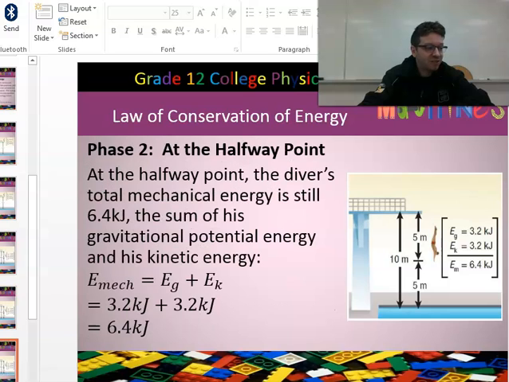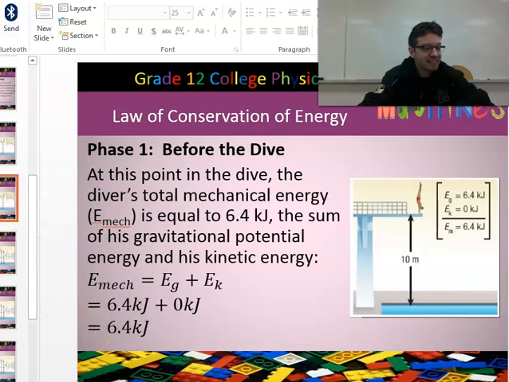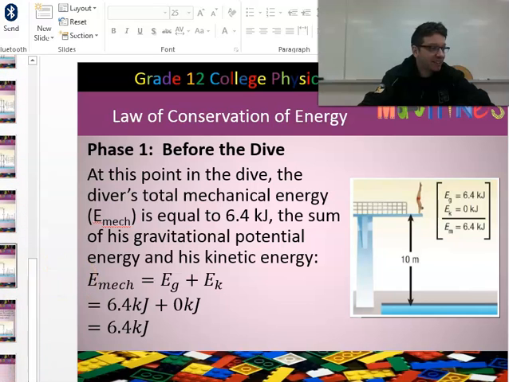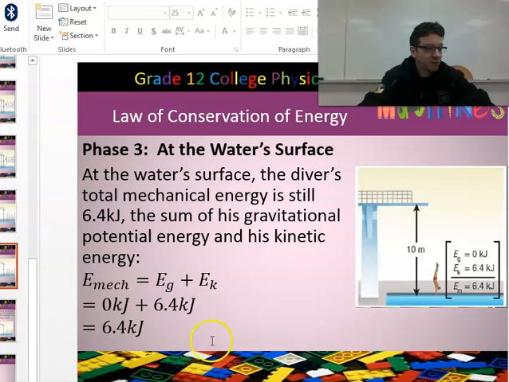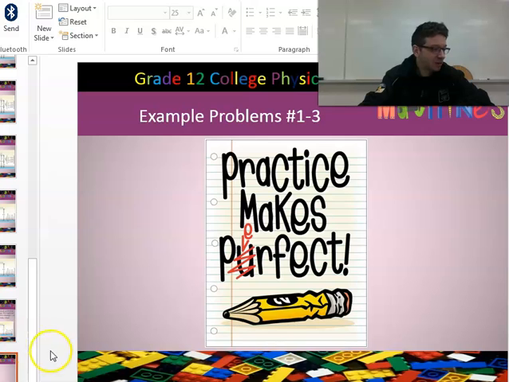If you add the two to find the total mechanical energy, you get 6.4. That was the exact same as up here, 6.4. Okay? And you can continue doing this all the way to the bottom, where at the bottom we have only kinetic energy, but still that total energy equals 6.4. Okay, so as the diver is going from the top, his energy is being converted from gravitational to kinetic, but that total amount of energy remains constant. Okay, so let's go try some problems.